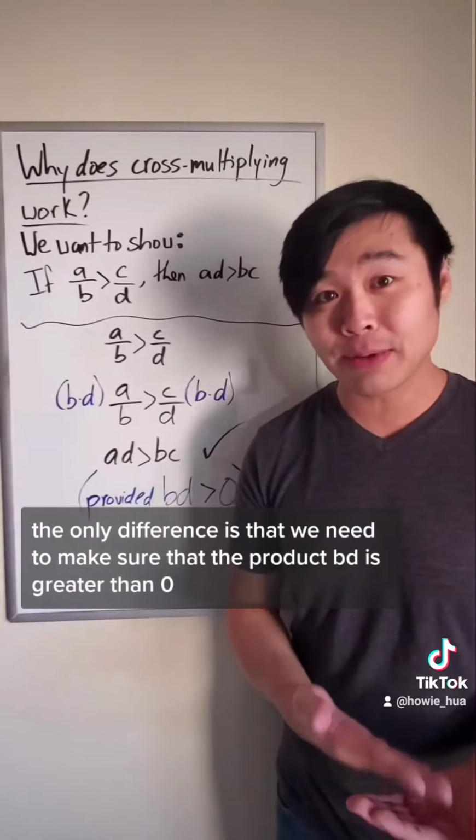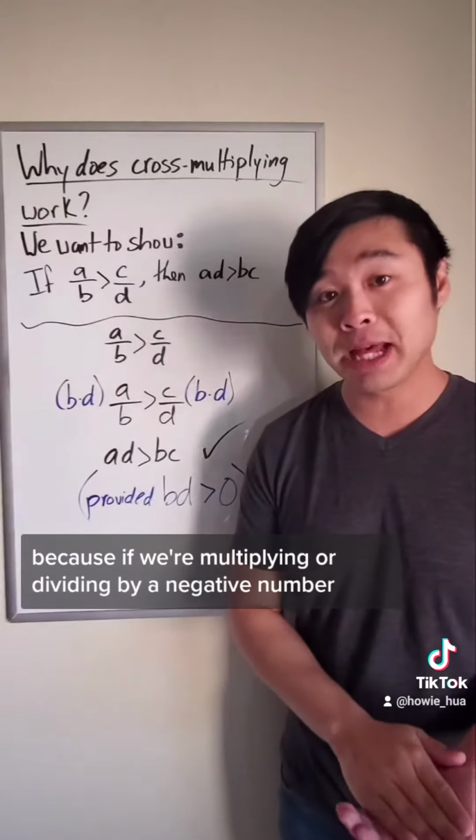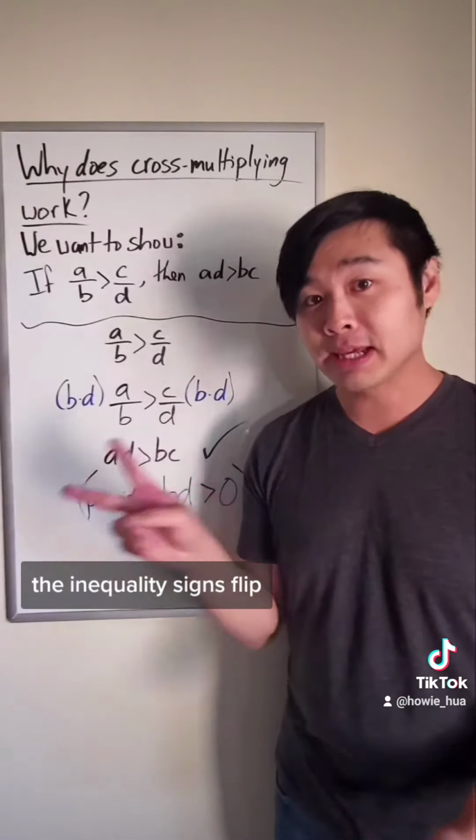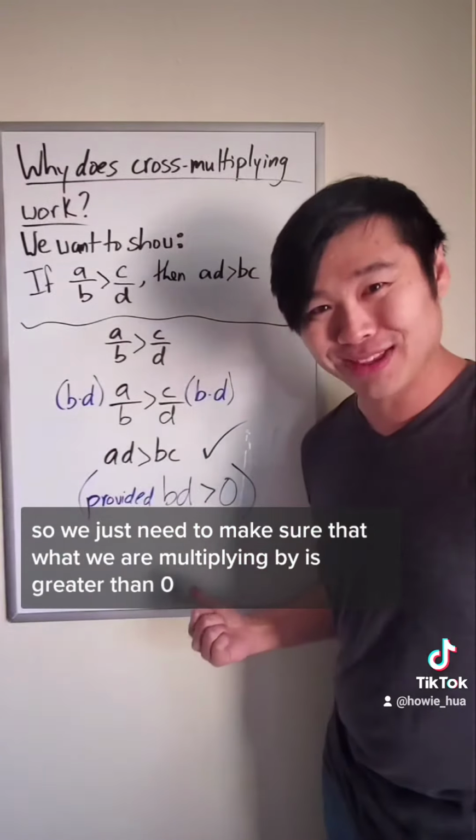The only difference is that we need to make sure that the product BD is greater than 0, because if we're multiplying or dividing by a negative number, the inequality signs flip. So we just need to make sure that what we are multiplying by is greater than 0.